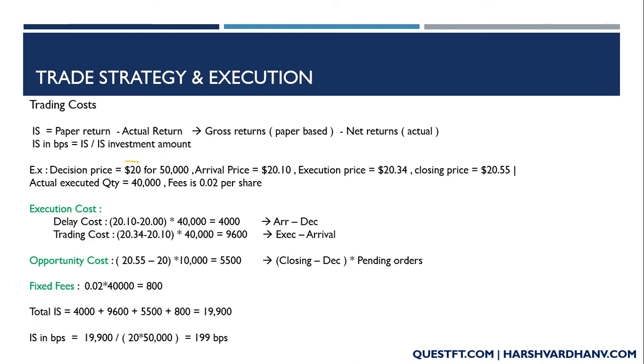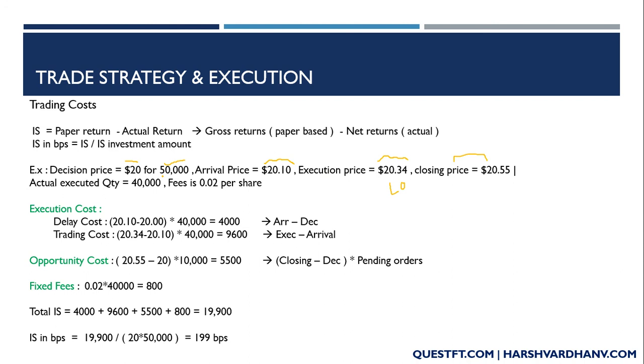Suppose you want to buy a stock for $20, for a quantity of 50,000. When you are placing the order, the price is 20.10. That is the arrival price, and actually the order gets executed at 20.34, because suppose this was a limit order, and on that day the stock closed at 20.55.